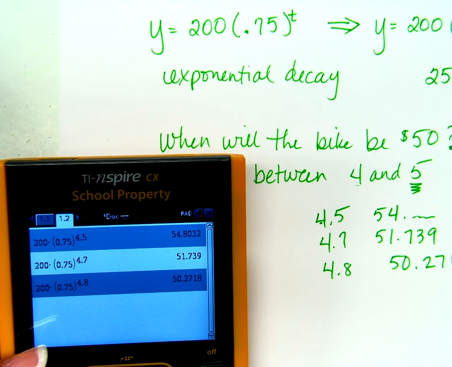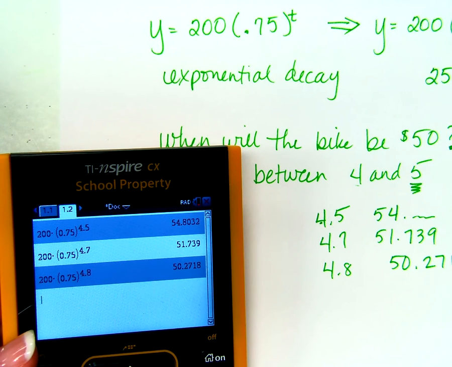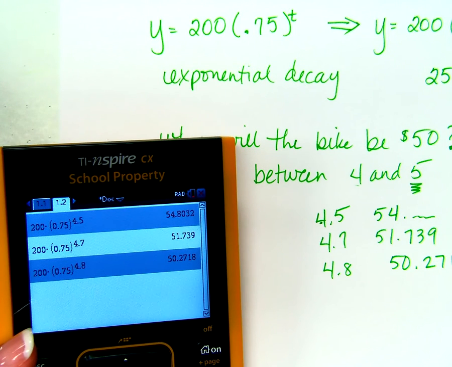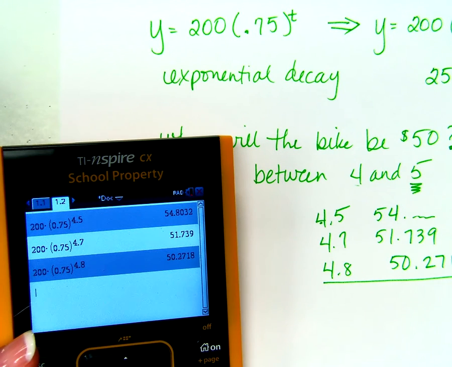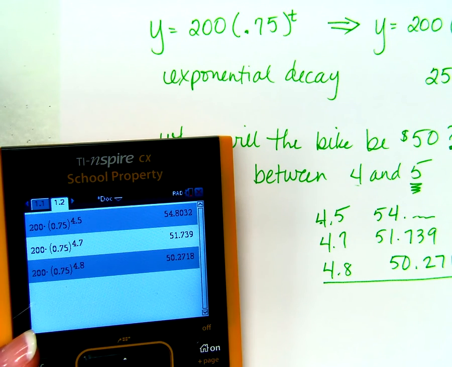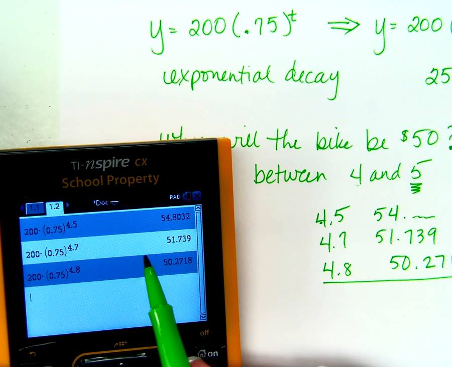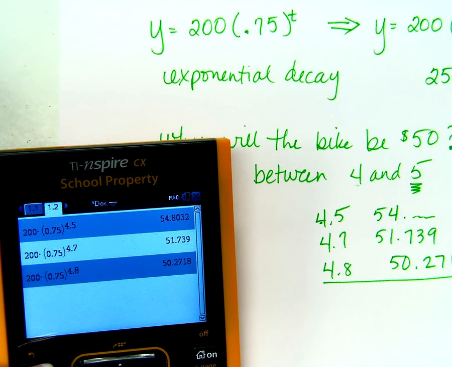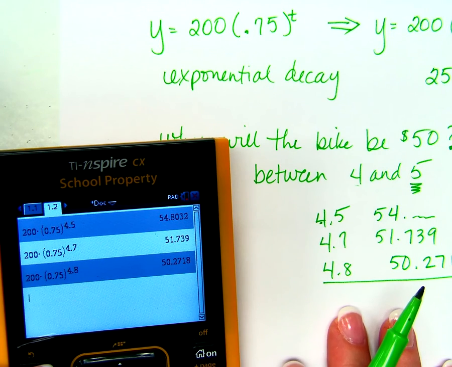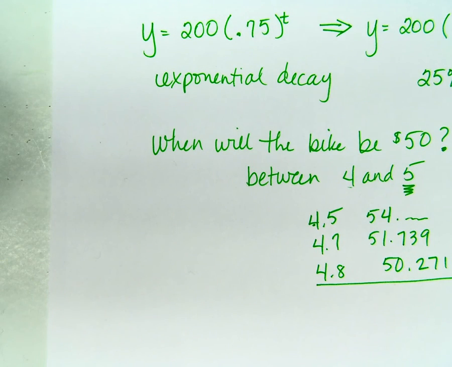Estimate when the value of the bike will be $50. Does it say get exactly to $50 OCD style? No. Is 4.8 an acceptable answer? Yes. We don't need to try to go at 4.85 or 4.84. We just need to settle down and be okay with 4.8. On your own time, if you want to go find out what it is, you just go right ahead.